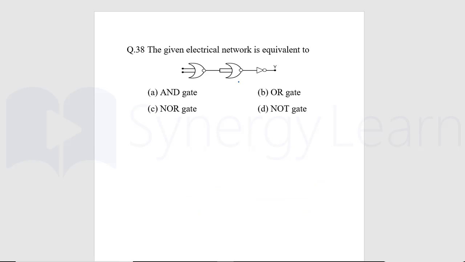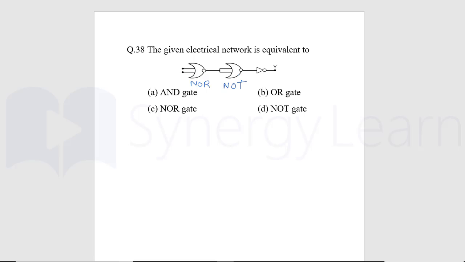In this circuit, they have asked to identify the correct logic gate. So we know this is a NOR gate, that is an OR gate followed by a NOT. And now here the legs of the NOR are merged, so this becomes a NOT gate.